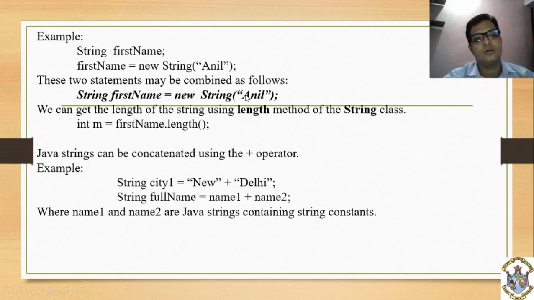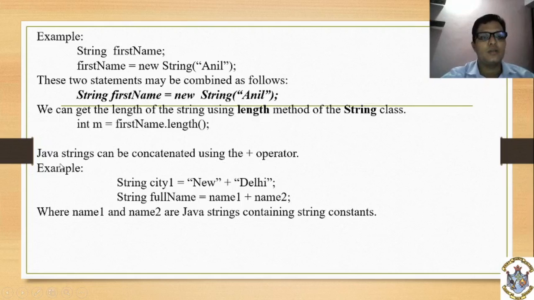Anil. Now if I want to identify the length of this first name, then I am using the length method. Please observe here, it is not a function. Here it is mentioned as the length method. From here onwards, you are getting methods rather than functions. So int m is equal to firstName.length. Then what is the length of Anil? It is 4, right? So where will it store?